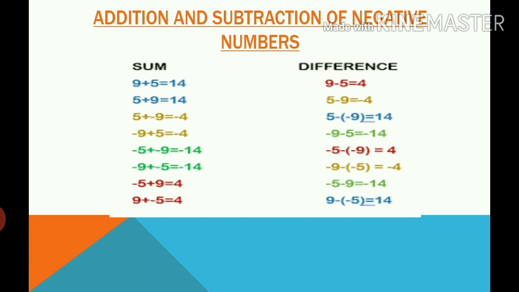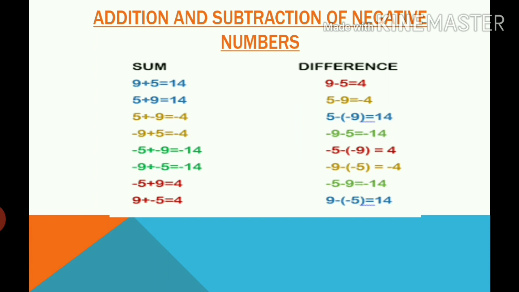Two signs are coming together, so you multiply them. 5 minus 9 means, in other words, minus 9 plus 5. You have to subtract 5 from 9 and you will get 4. You have to write the sign of the bigger number, which is minus. So you will get minus 4.